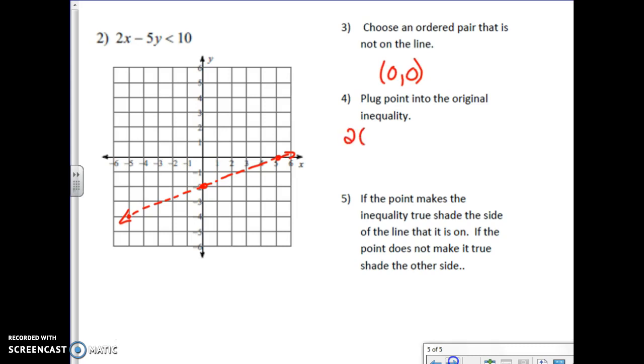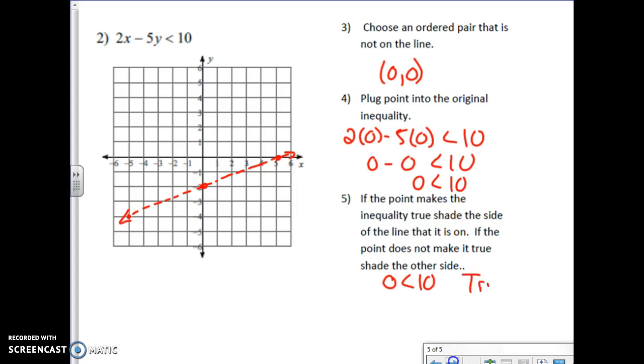So I'm going to do 2 times 0 minus 5 times 0 and see if it's less than 10. So I have 0 minus 0 is less than 10. 0 is less than 10. Well, 0 is less than 10, so it's true. So because it's true, that means I'm going to shade that side of the line.